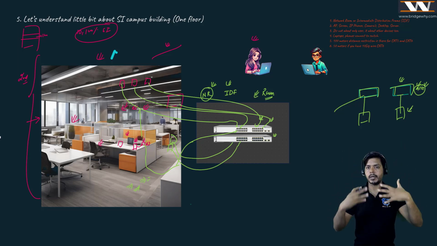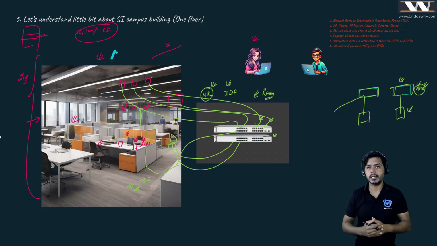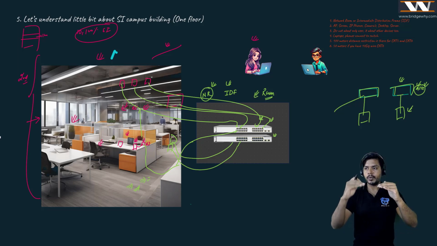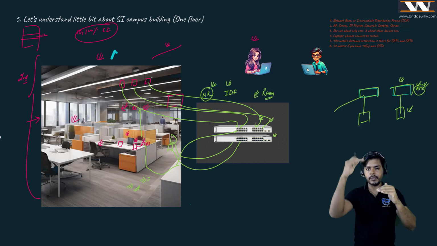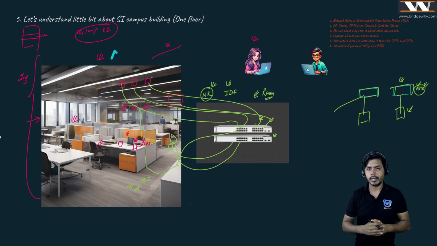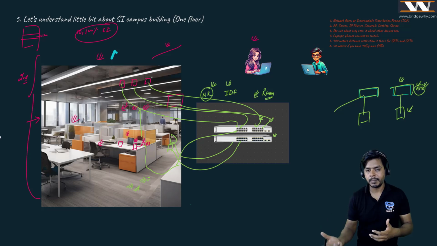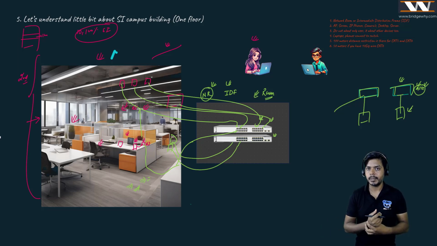Every floor belongs to Sports India. If that is the case, we will see this IDF room everywhere, on every floor, right? But that is the discussion of upcoming classes. We are taking baby steps. We are trying to develop a campus network of 100 people.